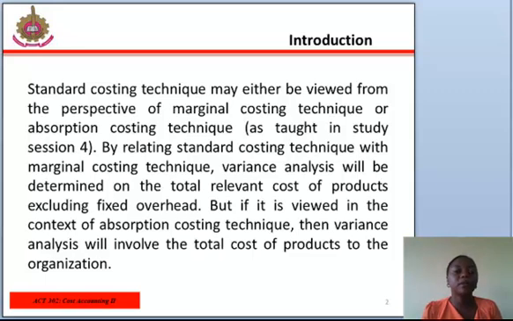By relating standard costing technique with marginal costing technique, variance analysis will be determined on the total relevant cost of products, excluding fixed overhead. But if it is viewed in the context of absorption costing technique, the variance analysis will involve the total cost of products to the organization.